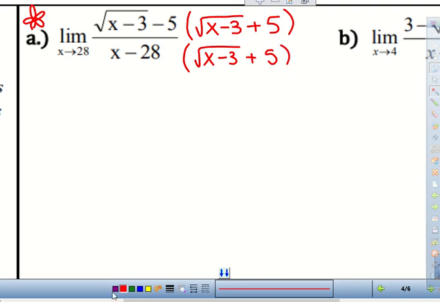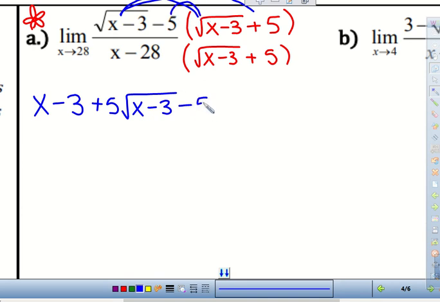So now we're going to multiply the numerator using FOIL. First times first. What happens when you multiply a square root by its identical self? Good, so you're left with just x minus 3. And then we have our outers, which is going to be plus 5 times square root of x minus 3. And the inners, minus 5 times square root of x minus 3. And then the last, which is negative 5 times positive 5, which is negative 25.